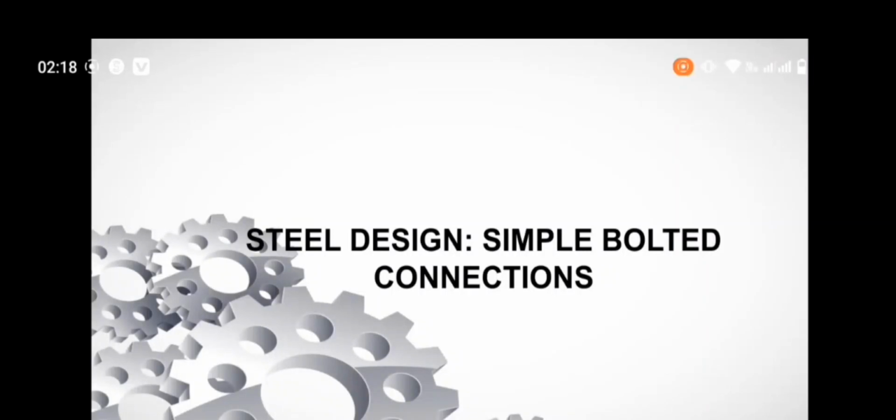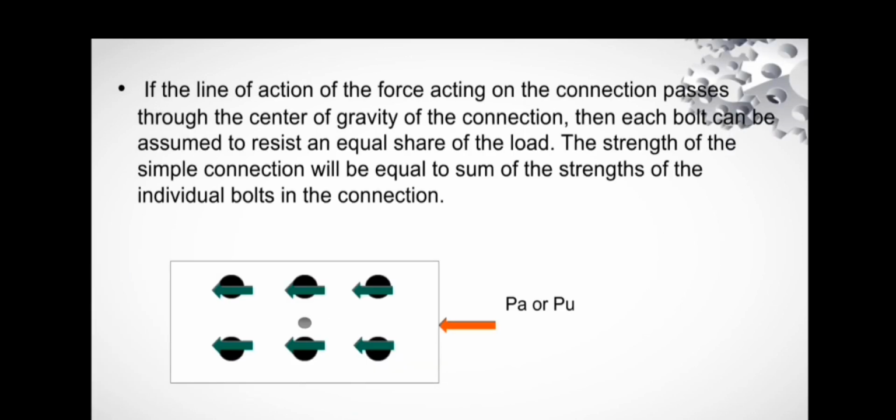My topic to be discussed is all about simple bolted connections. So what are simple connections? If the line of action of the force acting on the connection passes through the center of gravity of the connection, then each bolt can be assumed to resist an equal share of the load. The strength of the simple connection will be equal to the sum of the strengths of the individual bolts in the connection.